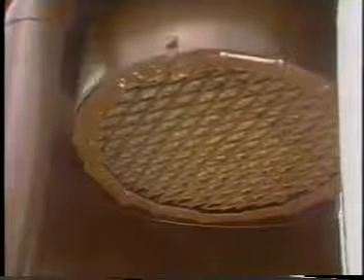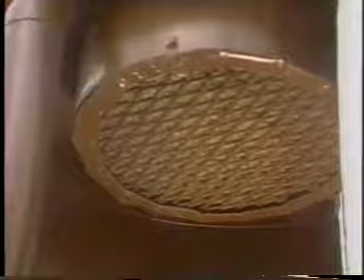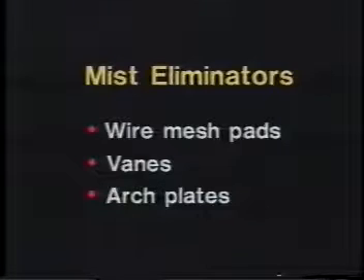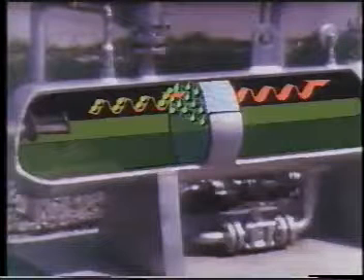Another internal component is the mist eliminator. Almost every separator has one. Three of the most common mist elimination devices are wire mesh pads, vanes, and arch plates. Wire mesh pads are made of finely woven mats of stainless steel wire wrapped into a tightly packed cylinder. The liquid droplets impinge on the matted wires and coalesce.